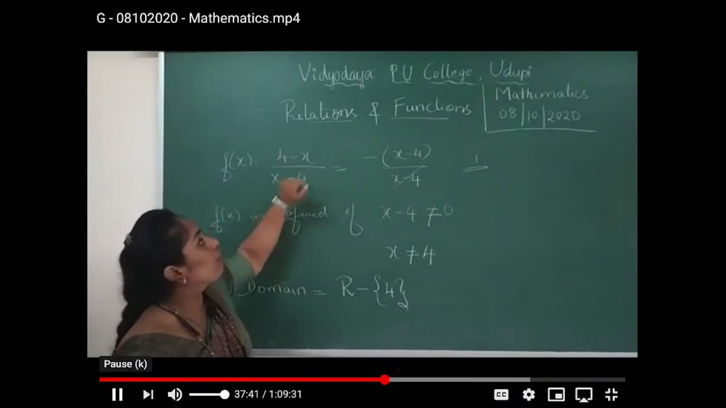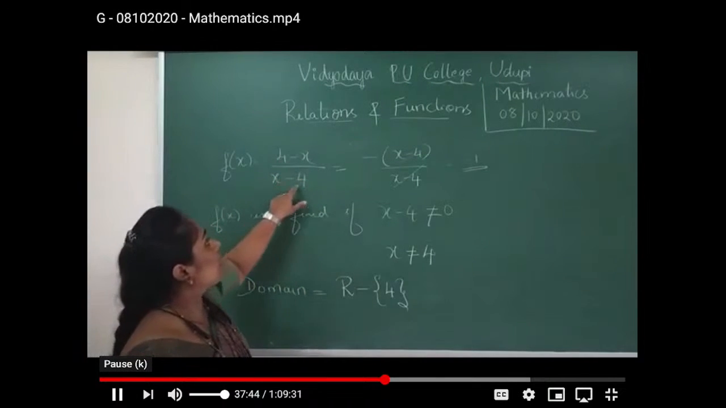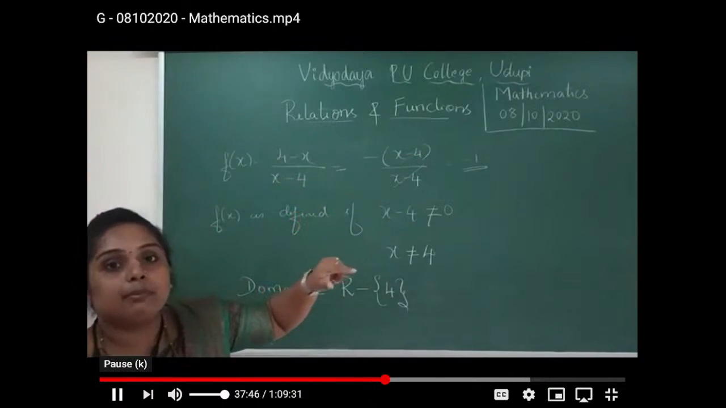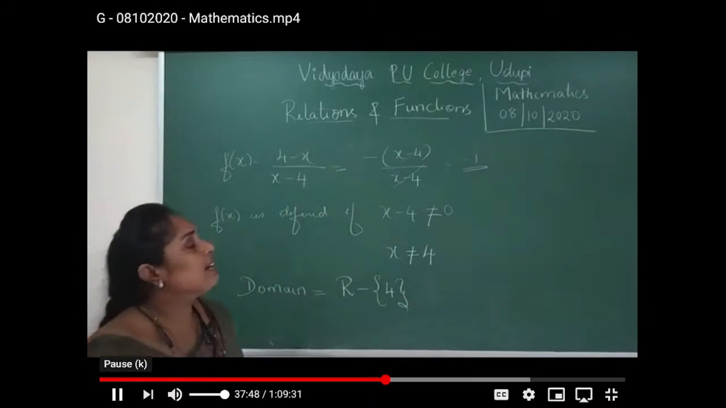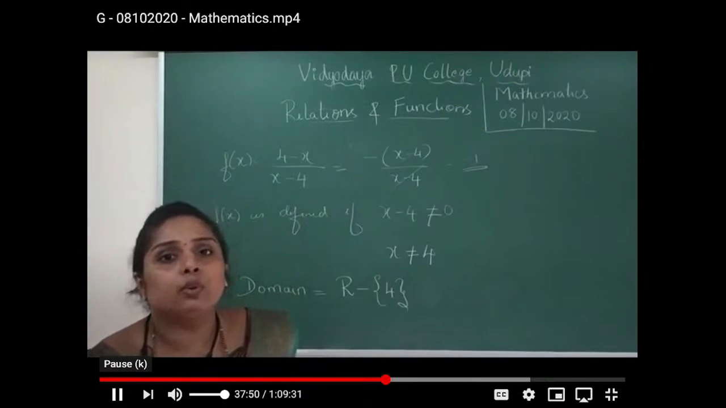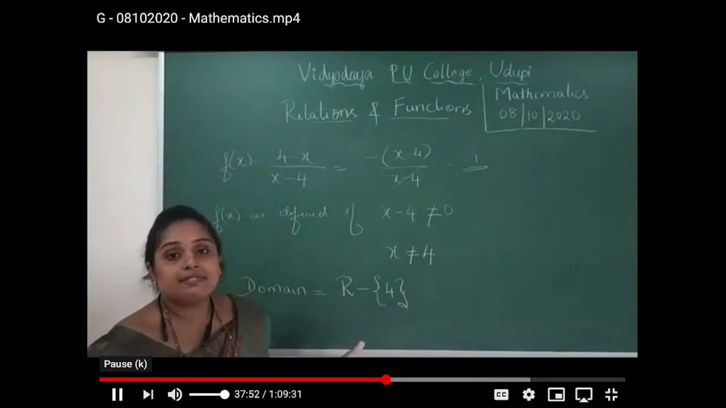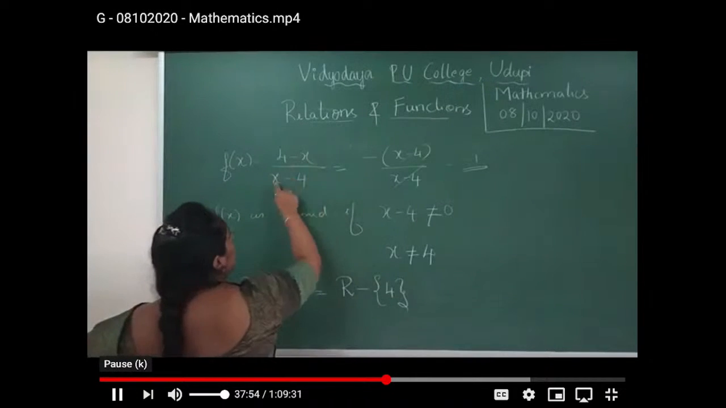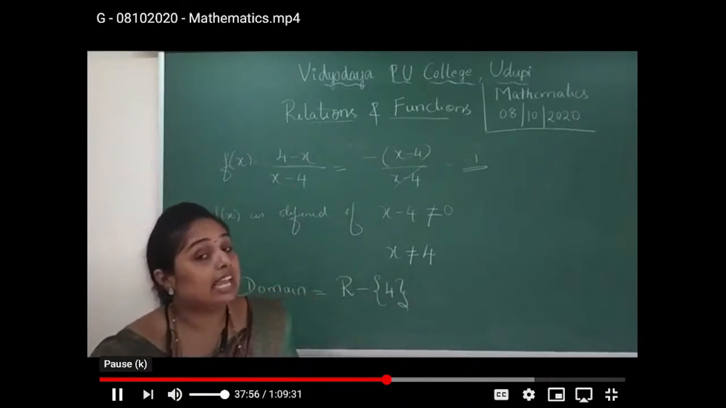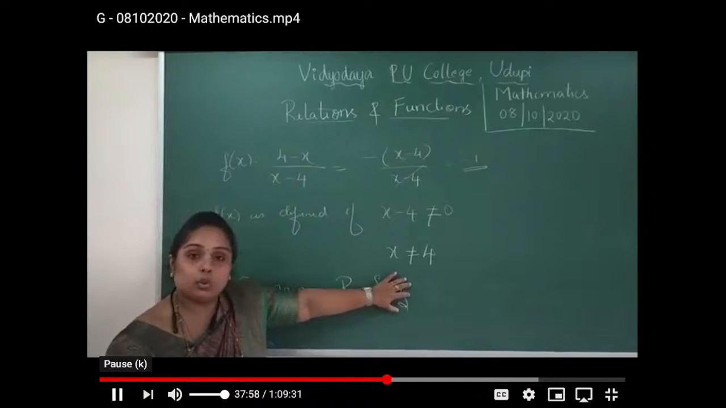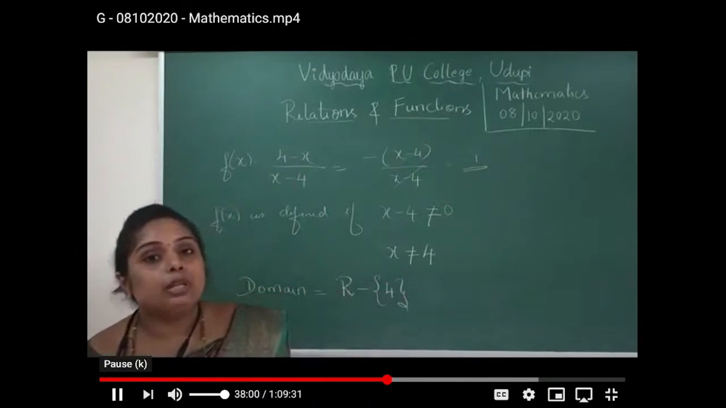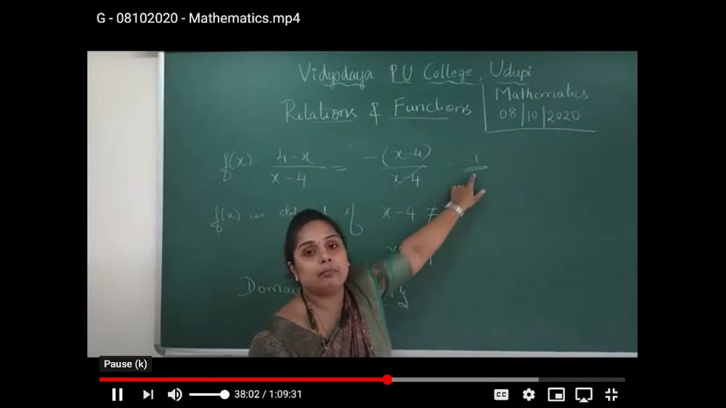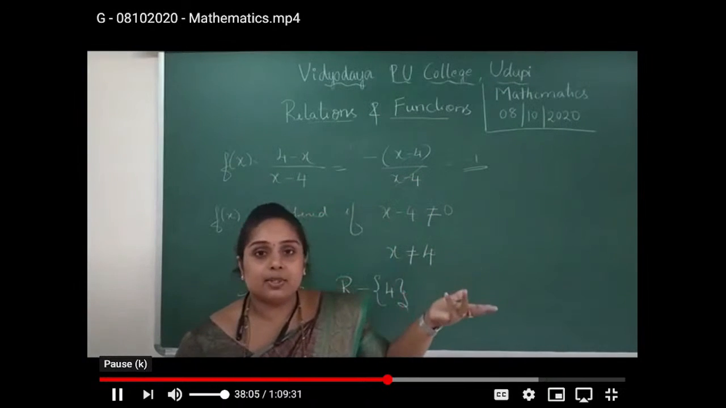Always. Any number you try. Put 5 and see. 4 minus 5, minus 1. 5 minus 4, 1. Minus 1 divided by 1 is minus 1. Any number, if you put 0.75 or 1 also, you will get minus 1 only. Any real number, excluding 4, if you substitute in the place of x, your range will be always minus 1.